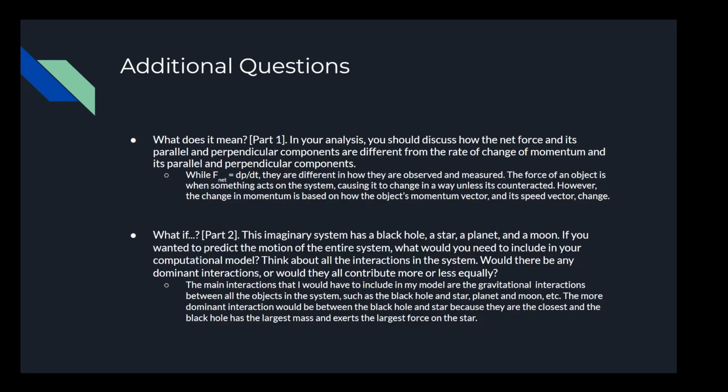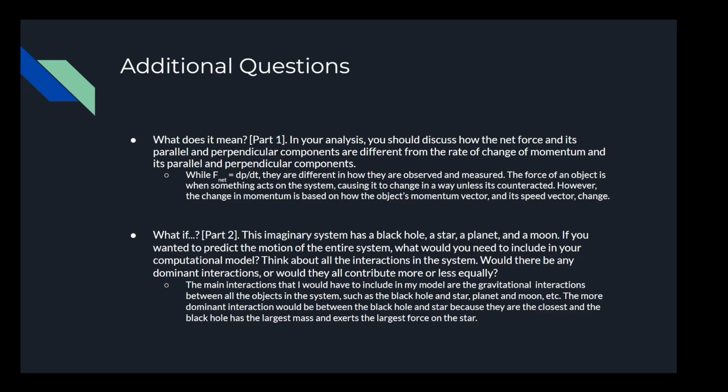There are some additional questions. For the first "what does it mean" question, I said that while F net is equal to dp/dt, they're different in how they're observed and measured. The force on an object is when something acts on a system, causing it to change in a way unless it's counteracted. However, a change in momentum is based on how the object's momentum vector and its speed vector change.